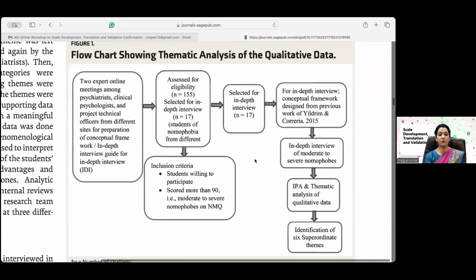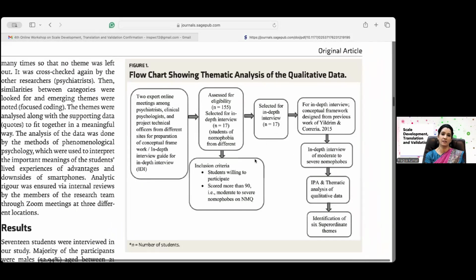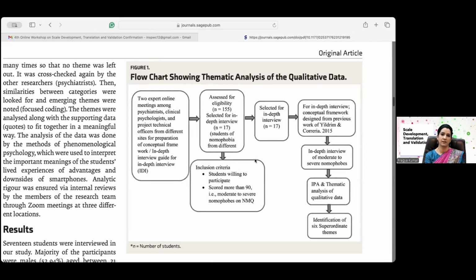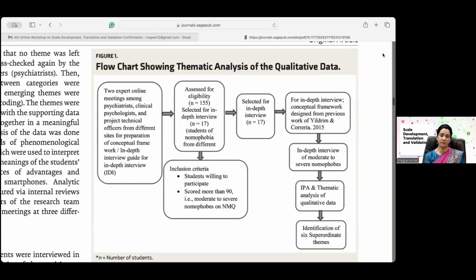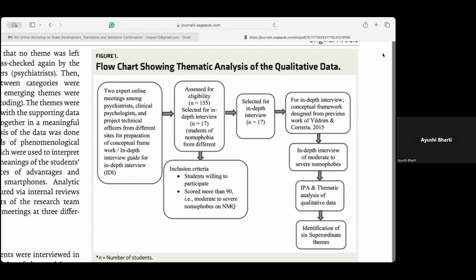Okay, thank you, Ayushi. And now I would like you to share some of the challenges which you felt, maybe in getting the item data. Was it self-administered or did you take interviews? Ma'am, it was actually self-administered.